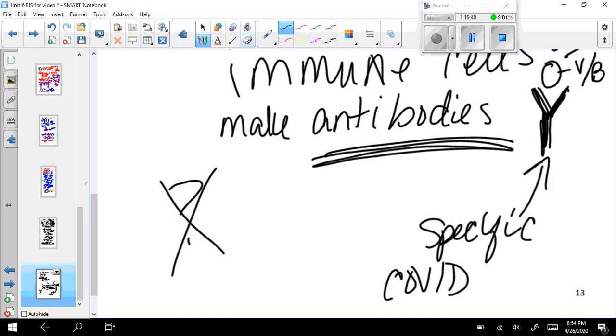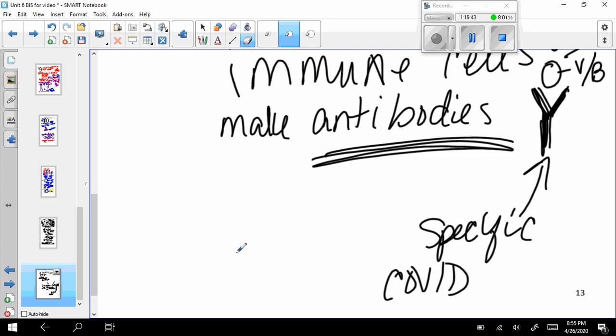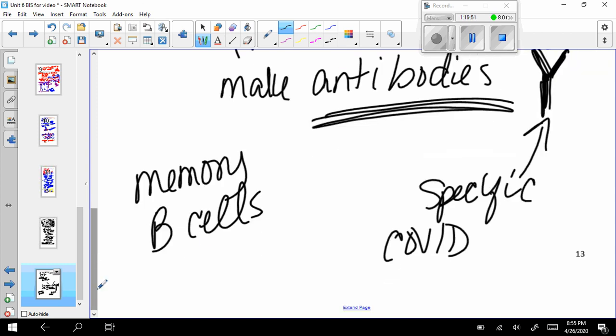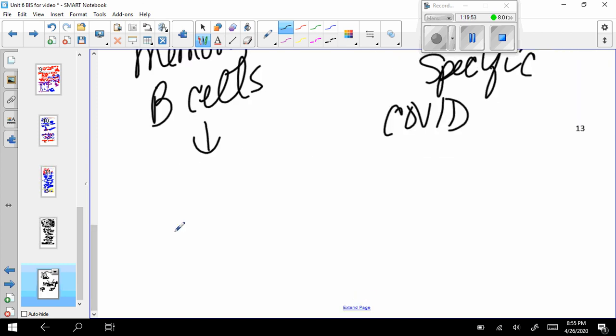So you can go back through and you'll have the antibodies for all different things that you have had before because you have what are called memory B cells. And memory B cells in your immune system, they remember all the different antibodies that you've made in the past.